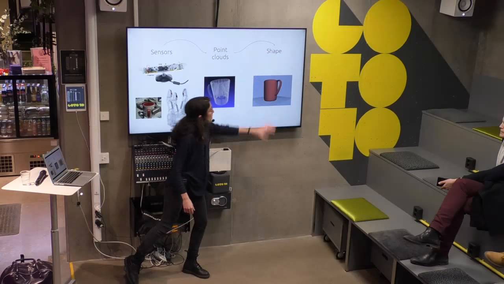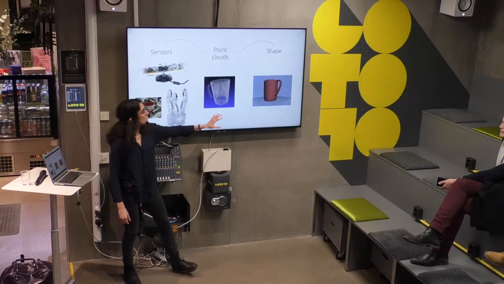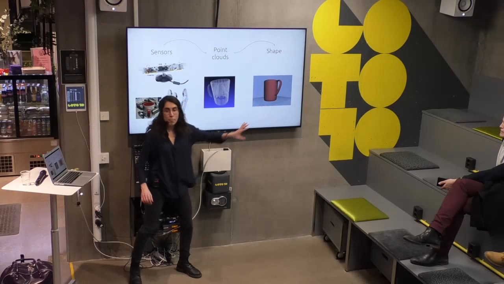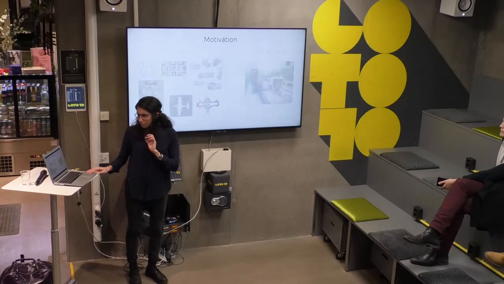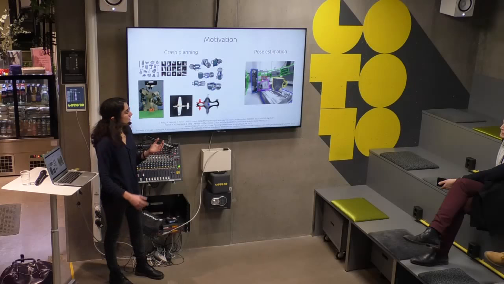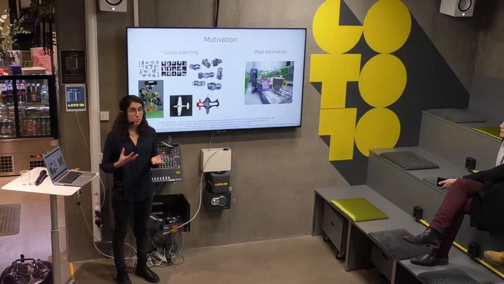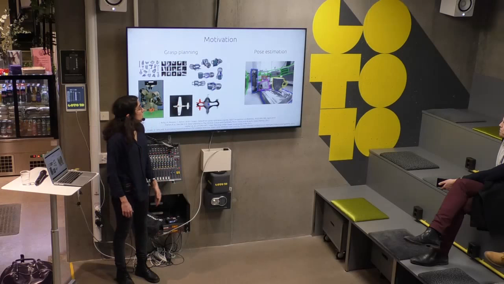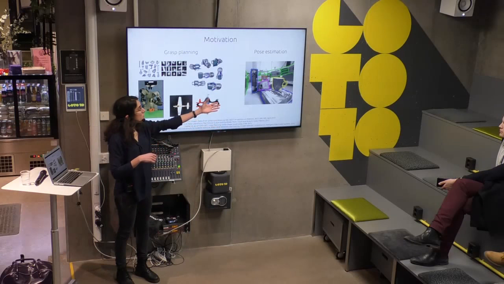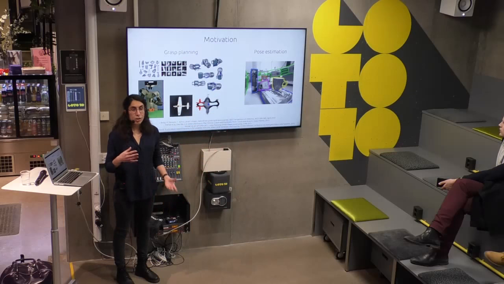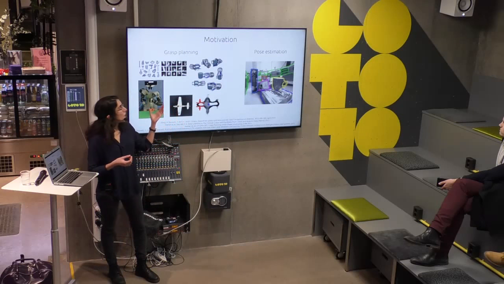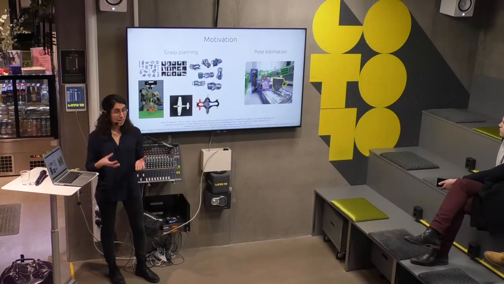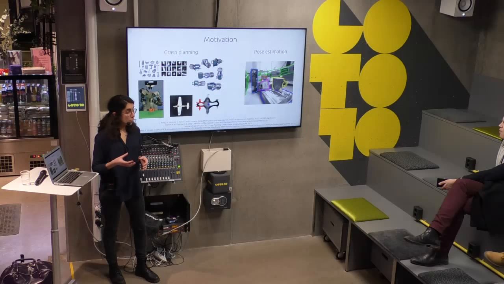And from this point cloud, what we want is to estimate a shape. We want to estimate the shape of the object. And why do we want to do that? It turns out that understanding the shape of objects is very useful for different tasks of robots. For instance, to estimate the position and the orientation of objects, as well as to aid the robot to plan how to grasp different objects.